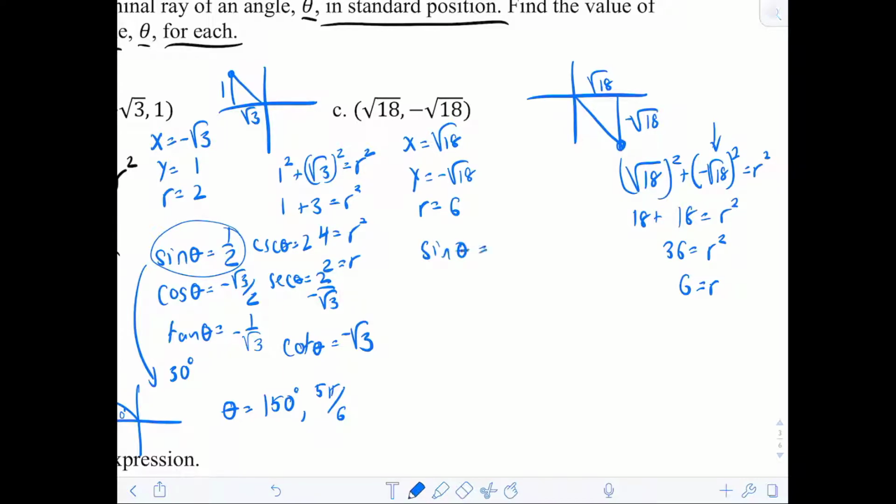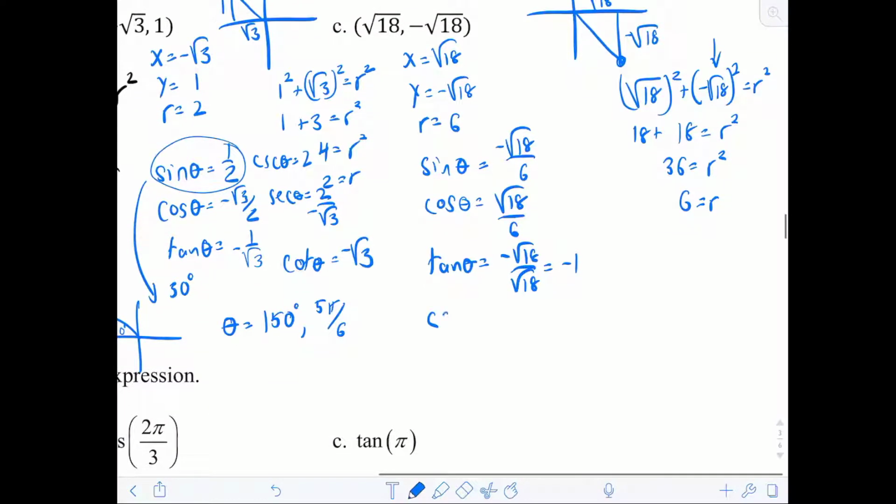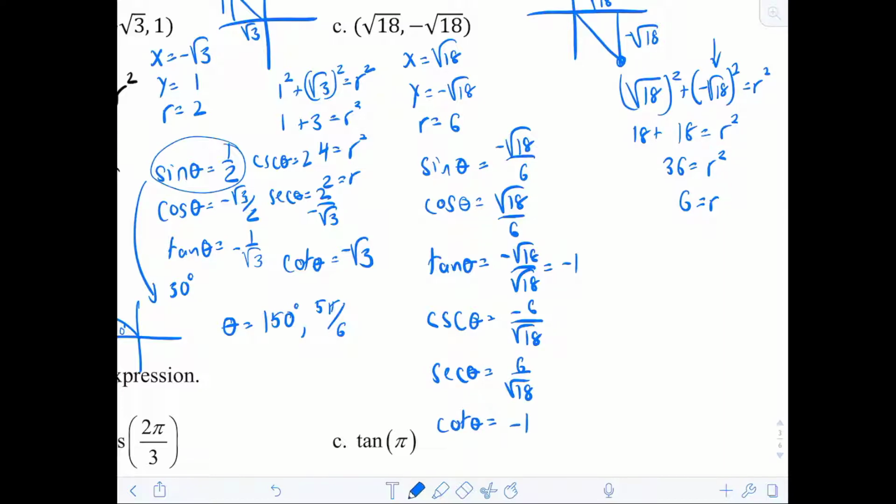So sine of theta, y over r, negative root 18 over 6. Cosine of theta is going to be x over r, so that'd be square root of 18 over 6. And then tangent of theta is going to be negative square root of 18 over square root of 18, which is actually just negative 1, which is interesting. Okay, cosecant of theta is going to be negative 6 over square root of 18. Secant of theta is going to be 6 over square root of 18. And then cotangent of theta is actually still going to be negative 1.